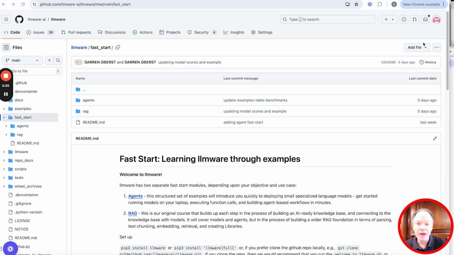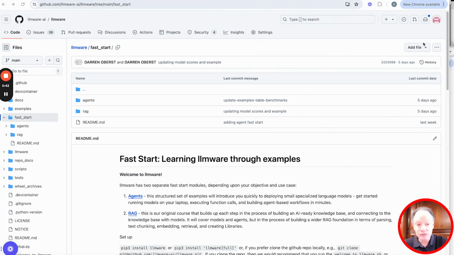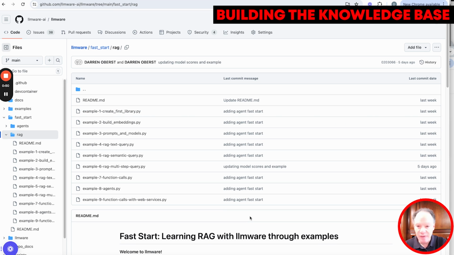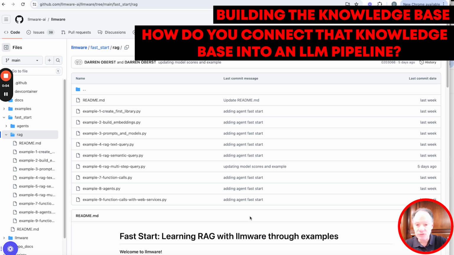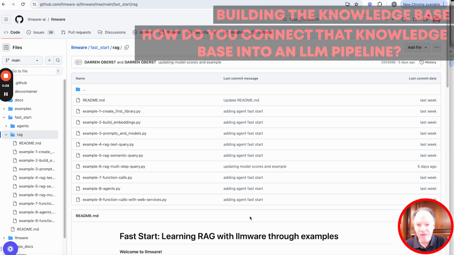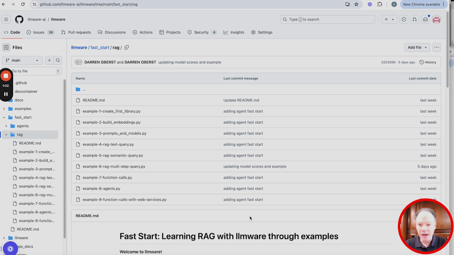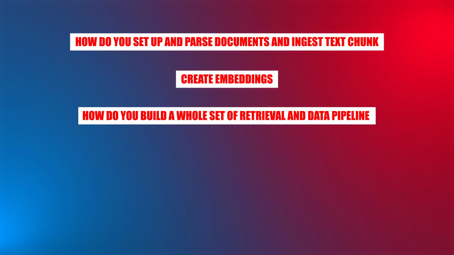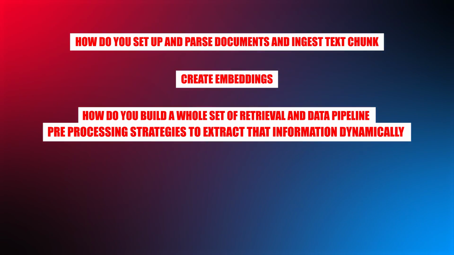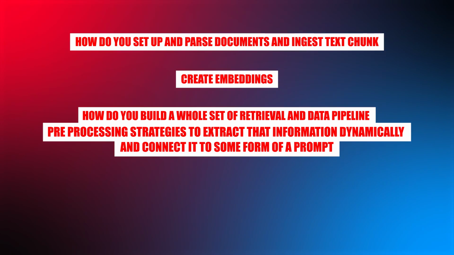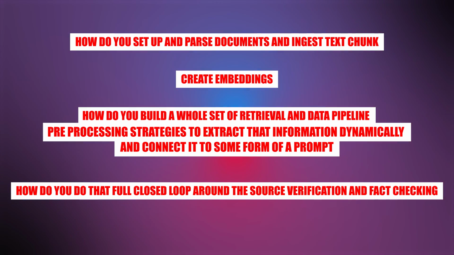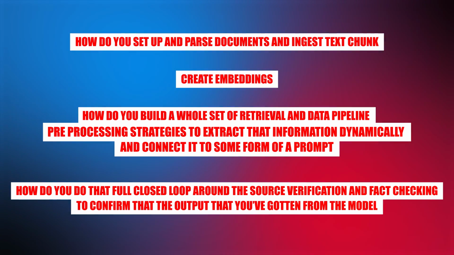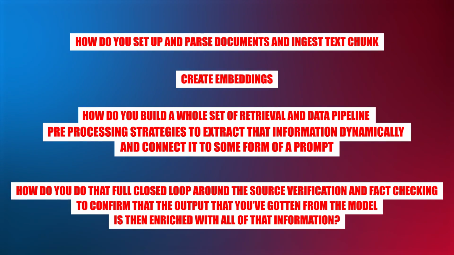We believe this really reflects the way that people are thinking about using small language models in conjunction with enterprise automation today. There are a lot of people, and it's still an incredibly important topic. In fact, we would still say it's where most of the problems typically are, in building the knowledge base. And how do you connect that knowledge base into an LLM pipeline? And so in our RAG fast start series, we walk through all the principles around how do you set up and parse documents and ingest text chunks, create embeddings, how do you build a whole set of retrieval and data pipeline and pre-processing strategies to extract that information dynamically and connect it to some form of a prompt, and then how do you do that full closed loop around the source verification and fact checking to confirm that the output that you've gotten from the model is then enriched with all of that information.